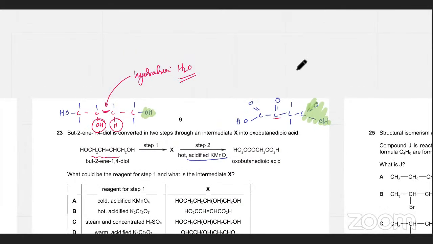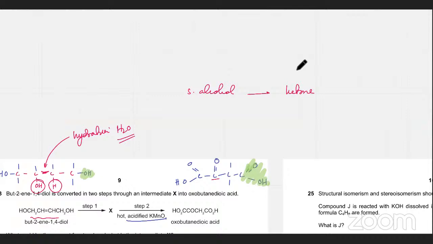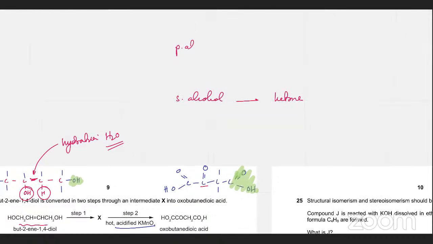Remember secondary alcohols? The only oxidation they have is up till ketones. Primary alcohols can be converted to aldehydes, which would further get oxidized to carboxylic acids.